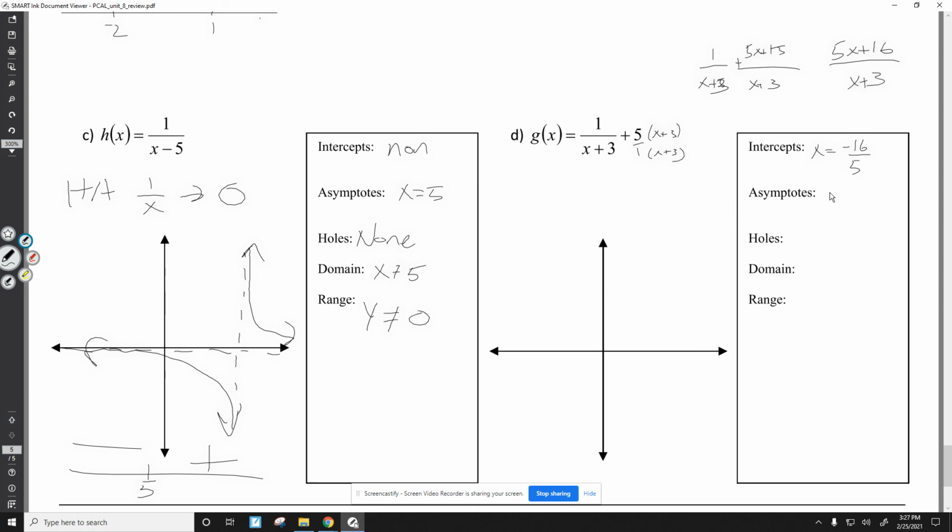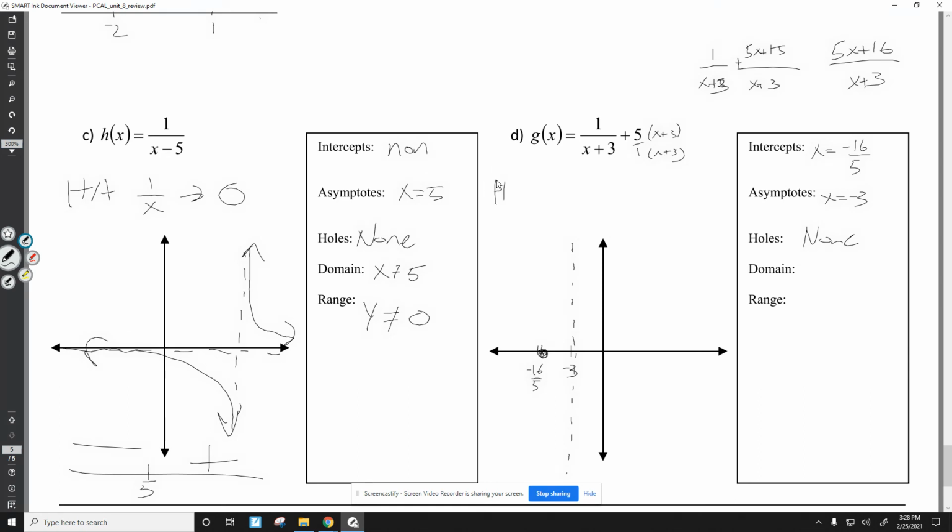Great. Asymptotes, x equals negative 3. Holes, none. Negative 16 fifths is close to negative 3. The asymptote is at negative 3. Well, that's going to be weird. Negative 16 fifths is bigger than negative 3, so this is on the right side of things. I'm going to just be exaggerated. Okay, so the horizontal asymptote. Okay, this is tricky, the next part.